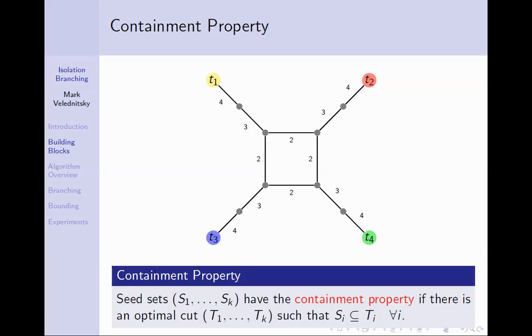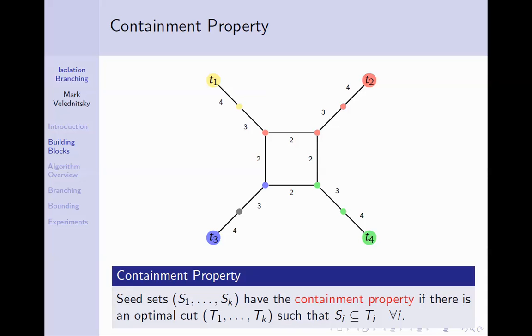The next property that we need is the containment property. A set of seed sets has the containment property if there is an optimal cut such that the seed sets are a subset of the optimal cut. So the seed sets are subsets of the optimal partition.